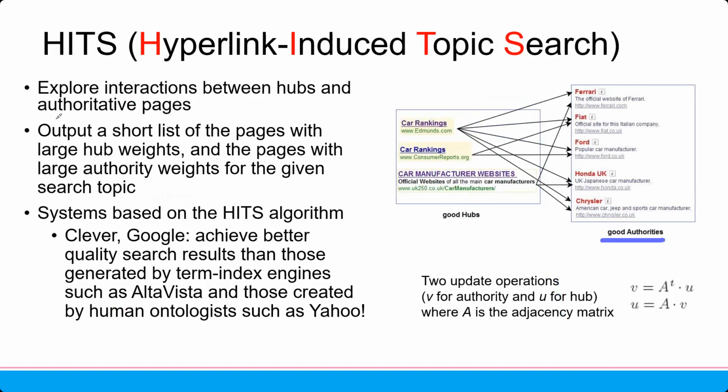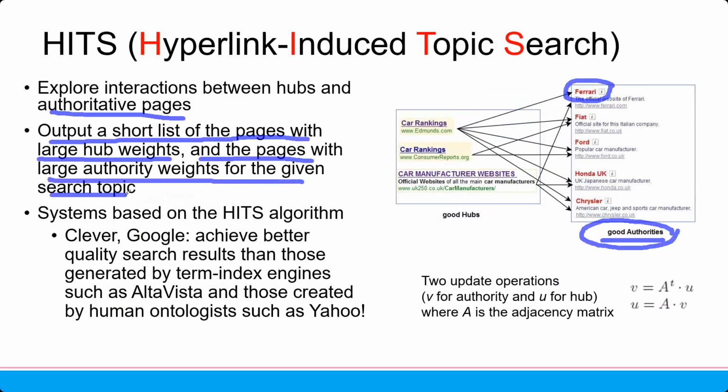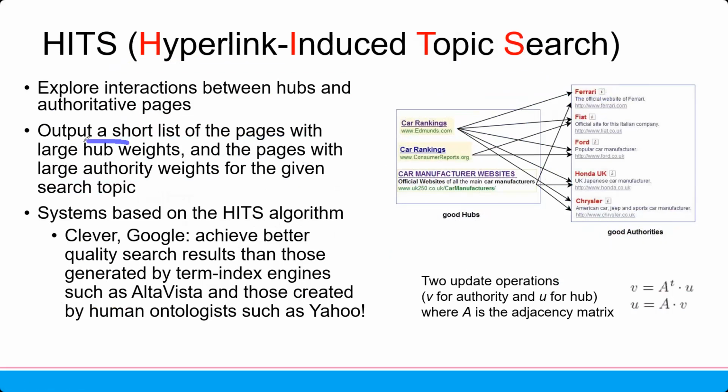And we have the authoritative pages. Authoritative pages means the authorities. The authorities means the web that represents one company or the web that represents one product. So the HITS algorithm's output will be a short list of the pages with large hub weights, and the pages with large authority weights for the given search topic. It means when I use this algorithm, it will show the hub and it will show the authority. How? It will show the large hub weights and the large authority weights.